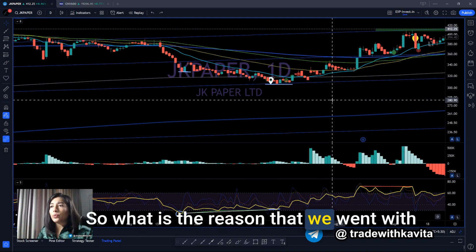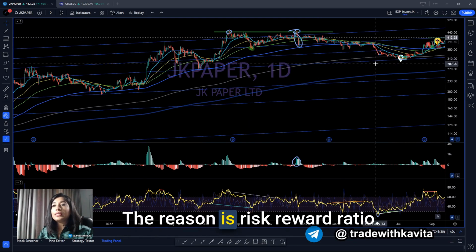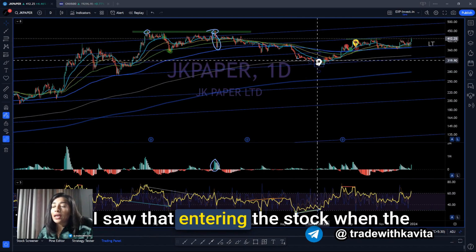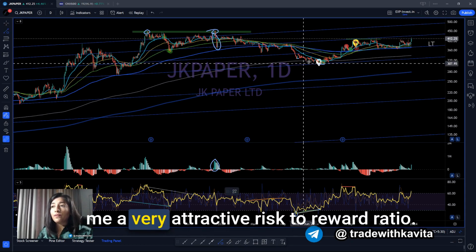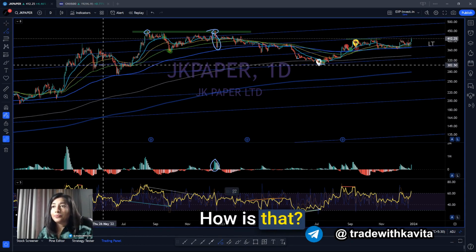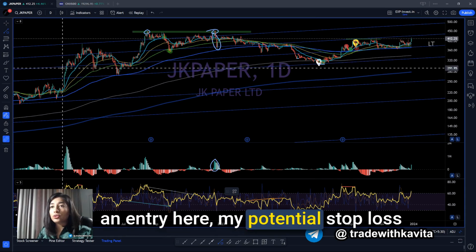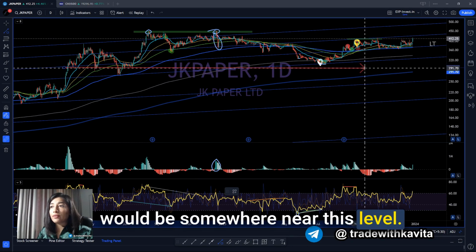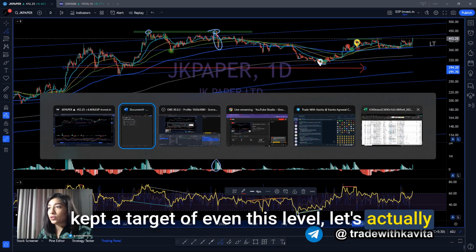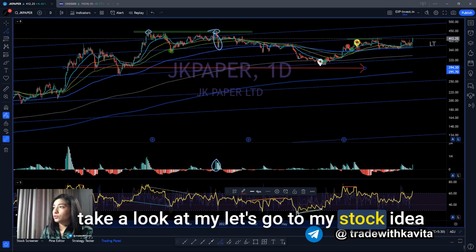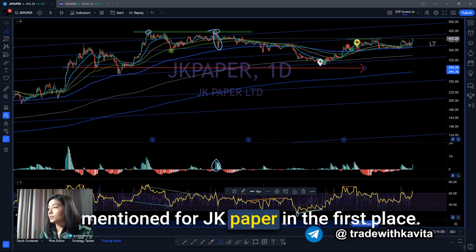So what is the reason that we went with this early indication of trend reversal and we did not wait for a confirmation? The reason is risk reward ratio. I saw that entering the stock when the price was still around the 500 EMA gave me a very attractive risk to reward ratio. How is that? Basically, if I planned an entry here, my potential stop loss would be somewhere near this level. With a stop loss of 290, target, say if I kept a target of even this level, let's go to my stock idea sheet and see what was the target that I had mentioned for JK Paper in the first place.